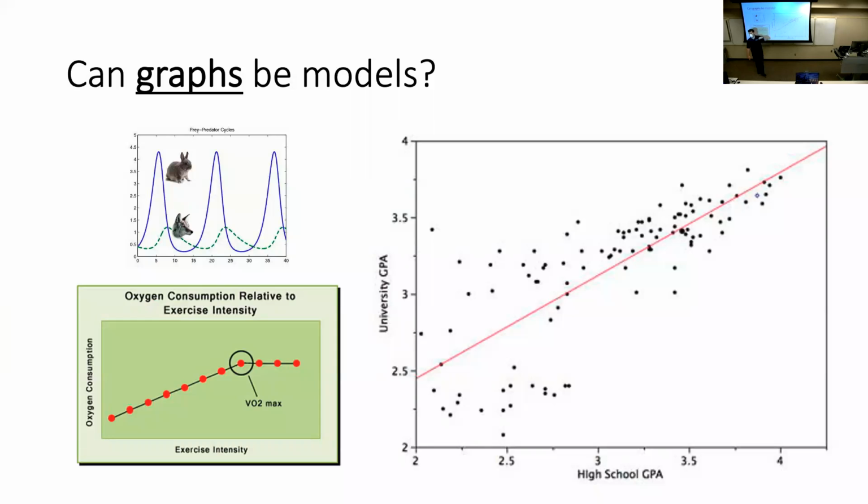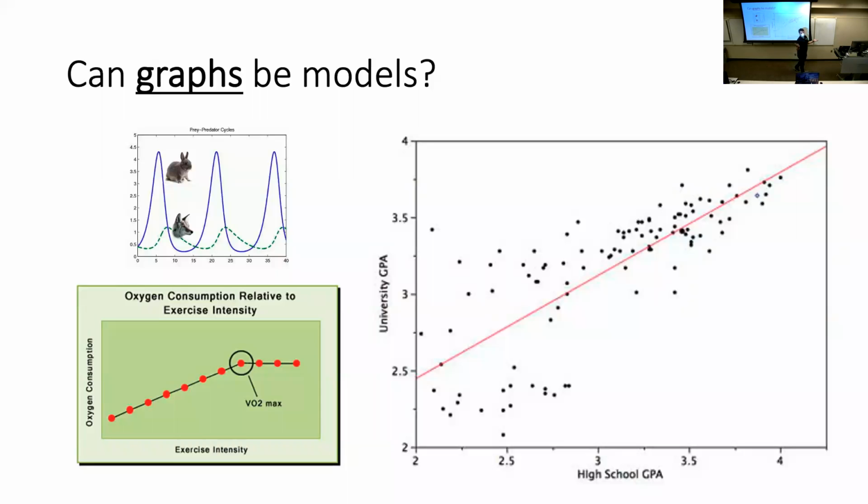Every point is an individual with their high school GPA matched up against their university GPA. I forget what population this is, doesn't really matter too much, but they fit a line through it. And that line kind of gives you the impression that there is a correlation between high school GPAs and university GPAs. And so this is a model.